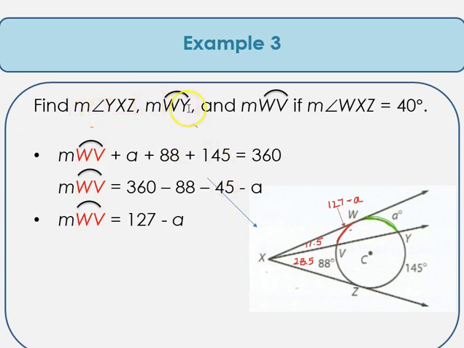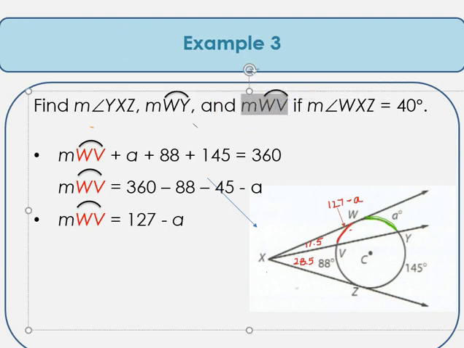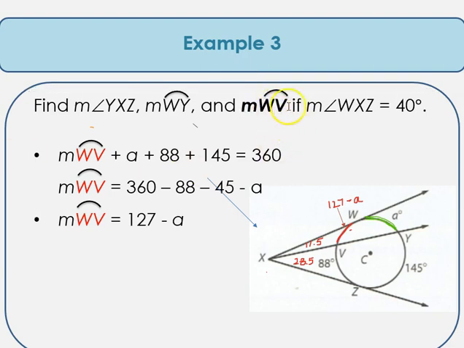Now we're going to work on finding the measure of arc WV. So the measure of arc WV is part of this circle, which is A degrees plus 88 degrees plus 145 degrees from 360 degrees. So if we add all of these arcs, WV and A and 88 and 145, we get 360, and if we subtract them all from 360, we end up with arc WV equaling 127 minus A. I know that was a little roundabout, but this is the way we have to do it.